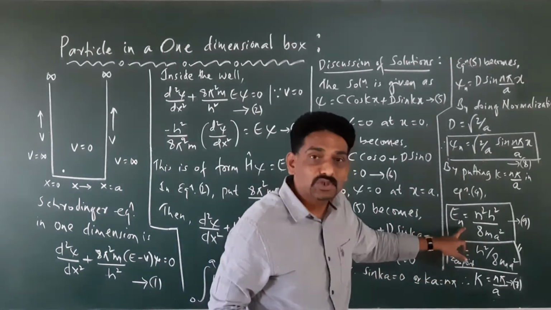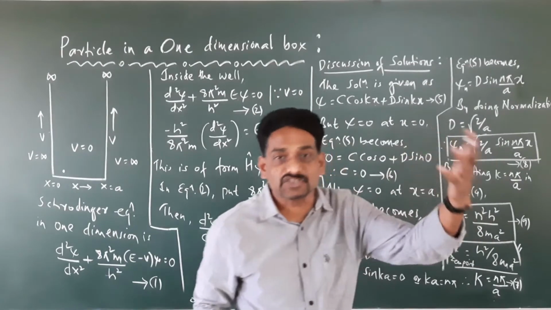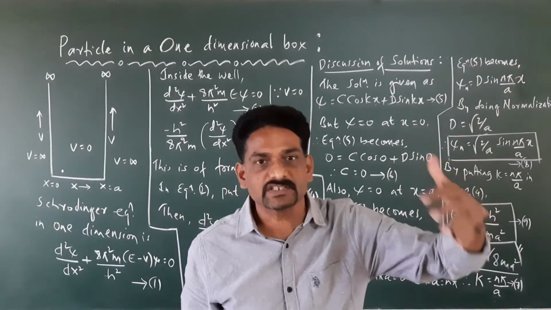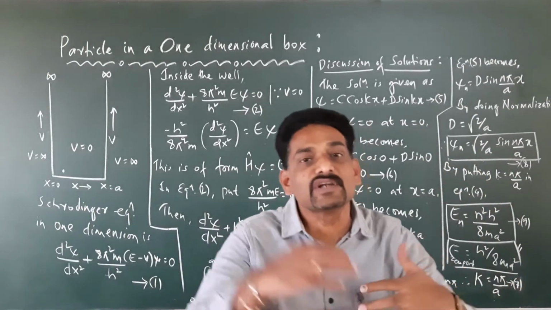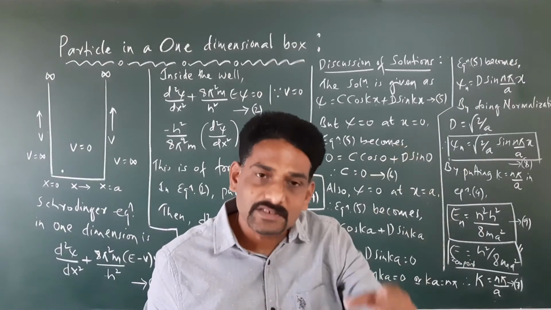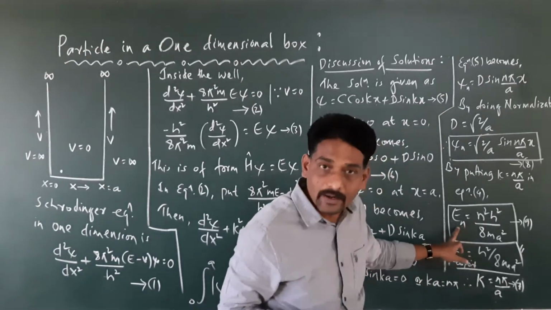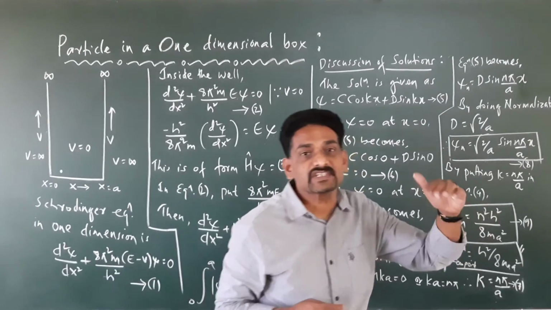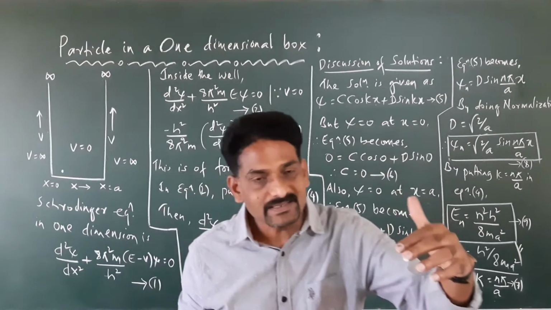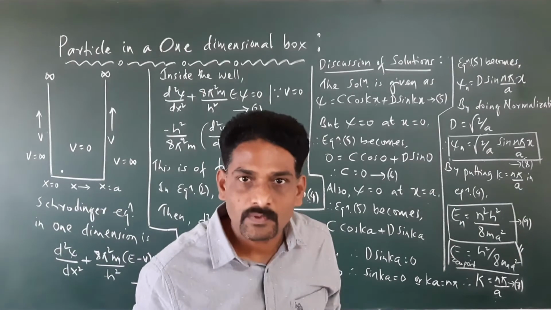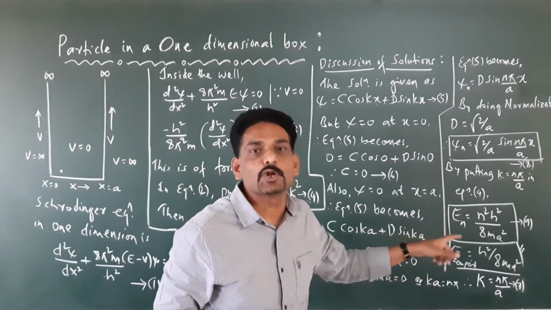If you take n equals 2, it is the first excited state; n equals 3, the second excited state; n equals 4, the third excited state, and so on. So the energy of the particle in the ground state is obtained by taking n equals 1, n equals 2 is the first excited state, n equals 3 the second excited state, n equals 4 the third excited state, and so on. That is about zero point energy.